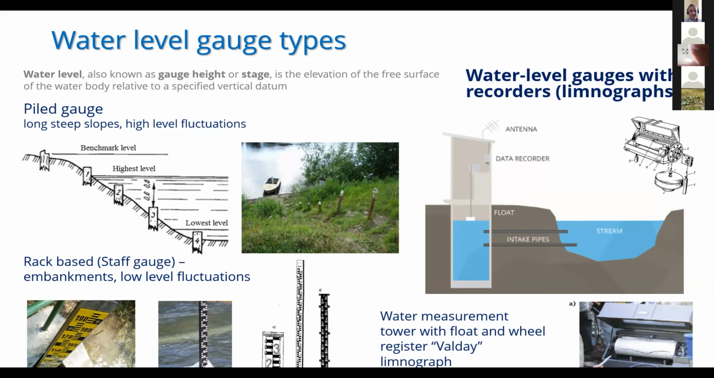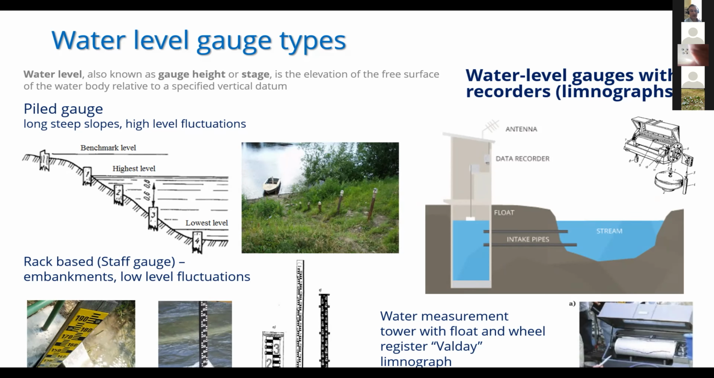Semi-automatic type of water level gauge is limnographs. Water gauge is equipped with some kind of recorders. The very old type of recorder is limnograph or mareograph. In Russia, it's called Valdai type. It is a water level tower equipped with float, rope, and wheel with recording paper to have a time series of water level fluctuation.